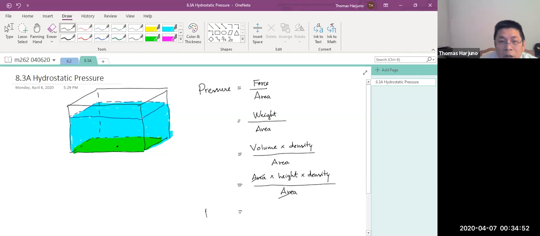Then the pressure experienced at this point. This is any random point at the base of the pool that equals the height or the depth. This is the height, how far that point is from the surface of the water or any other liquid, multiplied by the density.